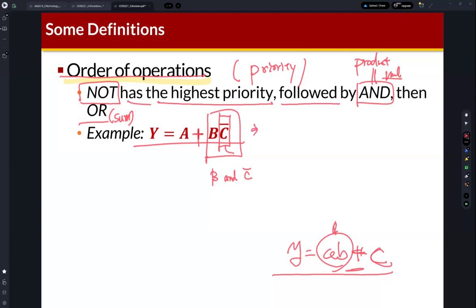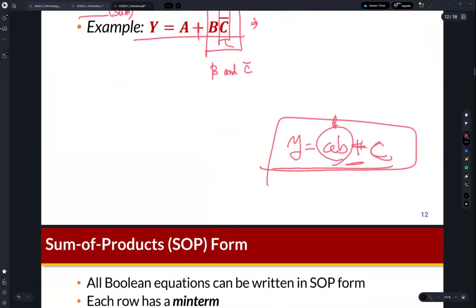So we can say firstly NOT has the highest priority, and then AND, then OR. I believe you can easily understand this because we are very familiar with the order of priority of multiplication and addition, right?